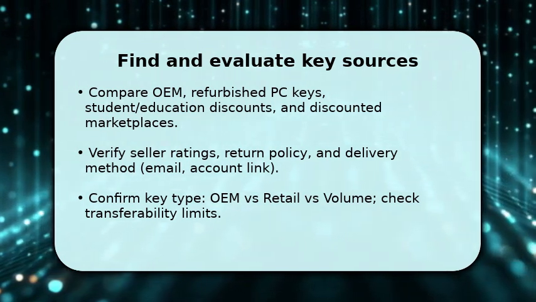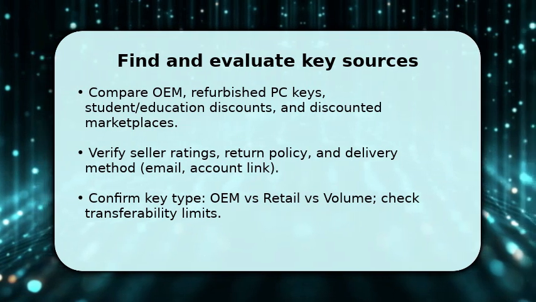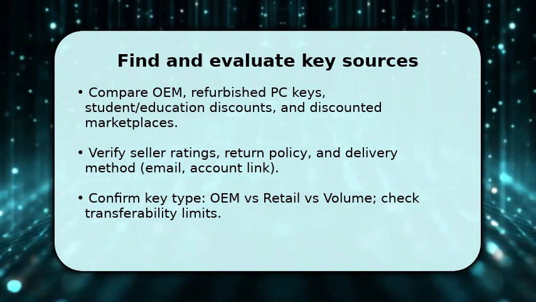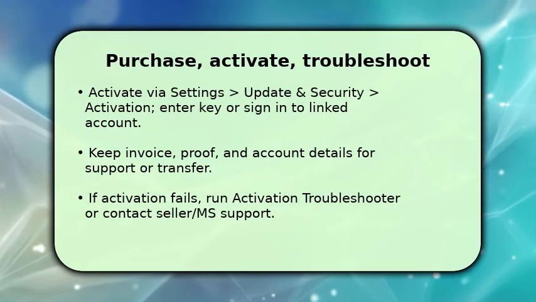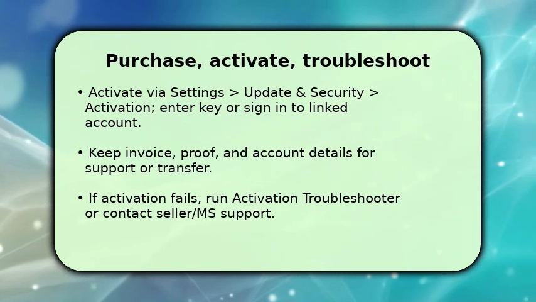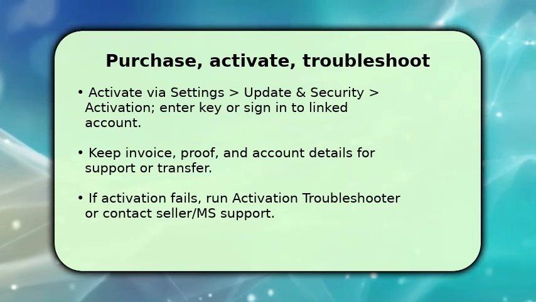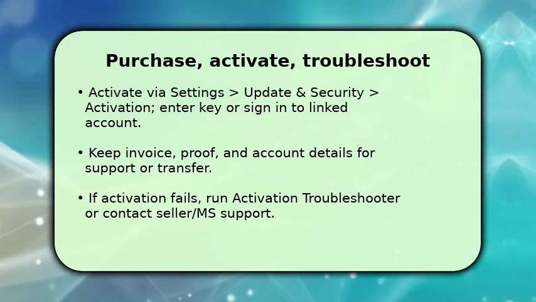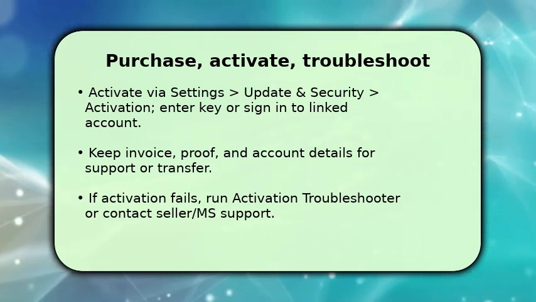Once you select the best value, prepare payment and screenshot receipts for proof of purchase. You complete the purchase and immediately save the invoice and any delivery messages. Once ready, activate in Settings, Update and Security, Activation, by entering the key or signing into the linked Microsoft account.